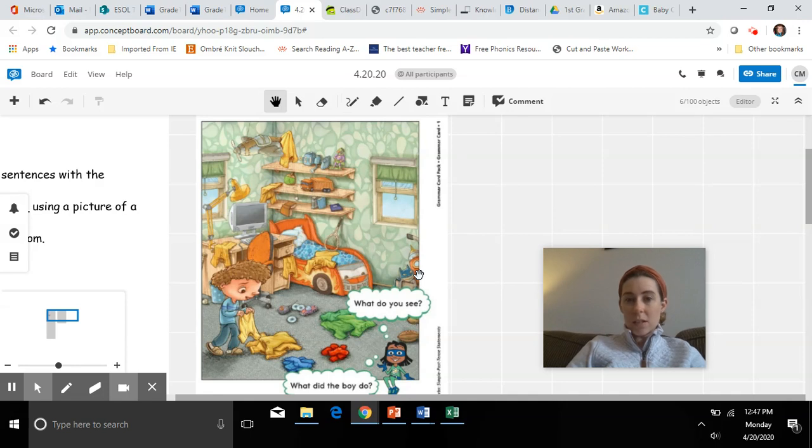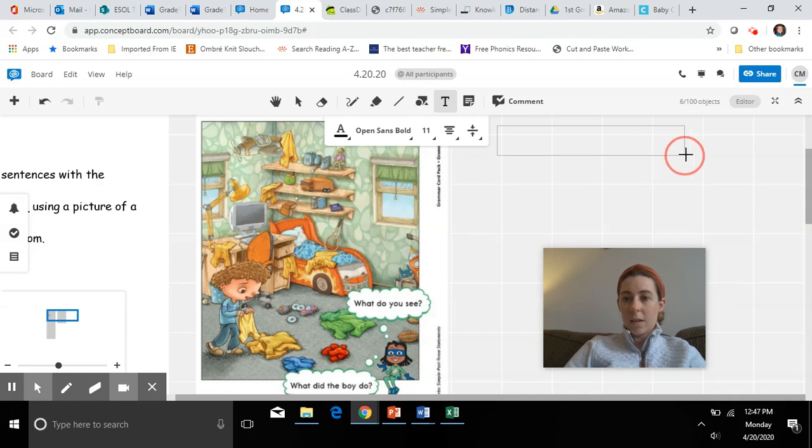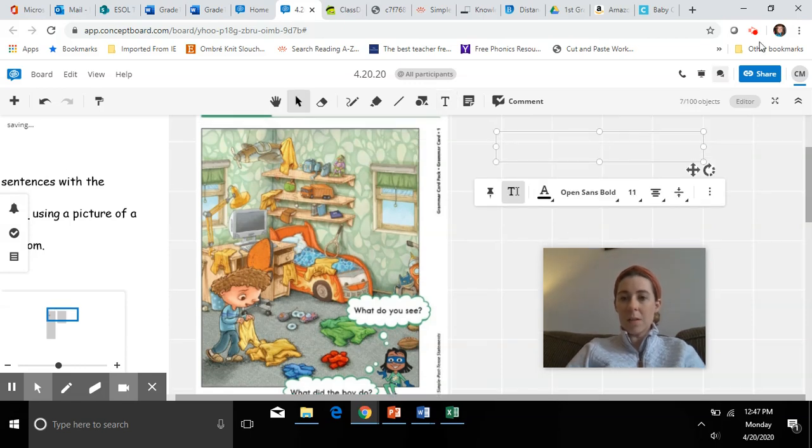So now let's do some examples. It says down here, what did the boy do? What do you think that he needed to do to clean up his room? Let's make some sentences together. Okay. We don't know his name, so I'm going to use he.